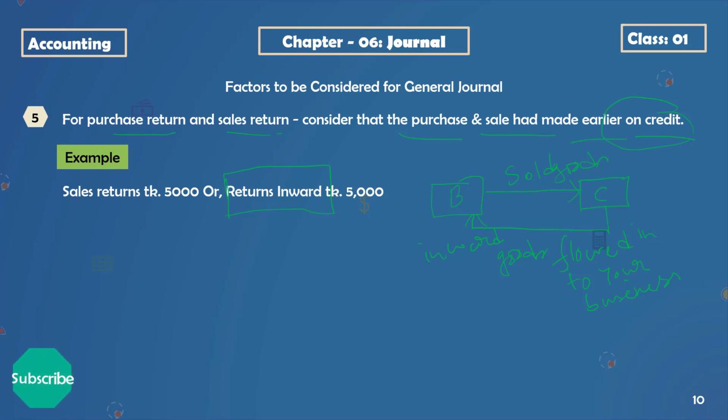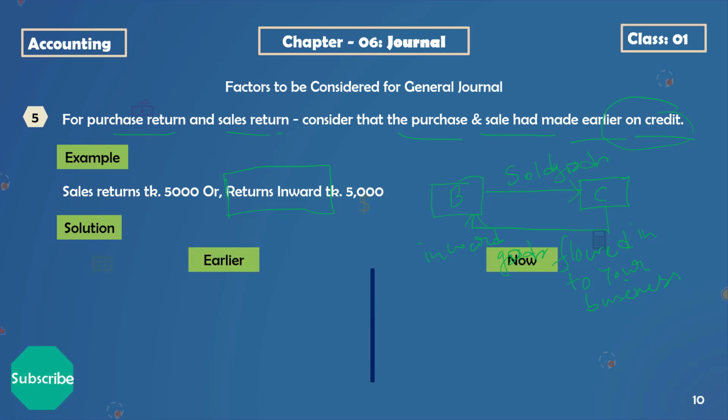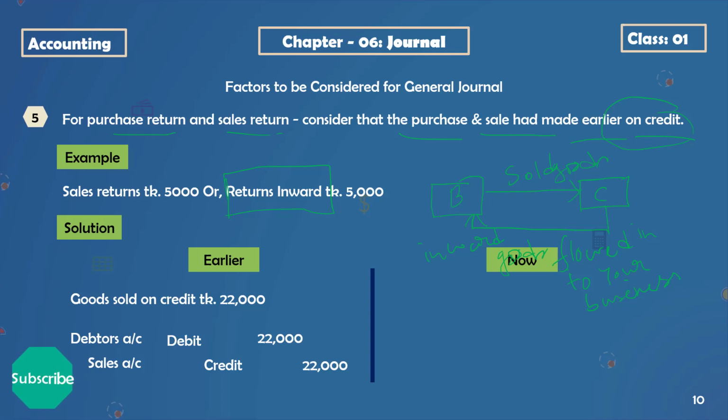So let's say the solution for this, here earlier and now. Earlier for this transaction you considered it a credit transaction. So the transaction was goods sold on credit taka 20,000. Before this return, goods were sold on credit taka 20,000. Then you journalized this transaction as debtors account debit and sales account credit. Now because of this return, you have to credit these debtors.